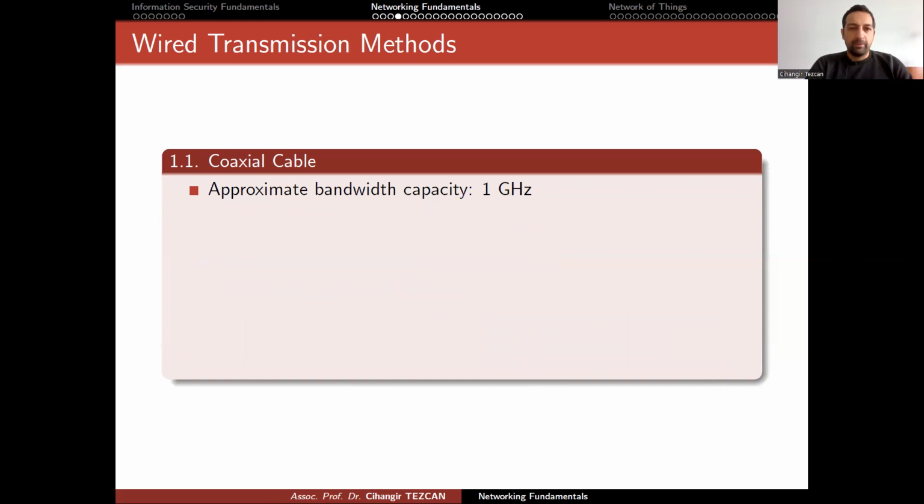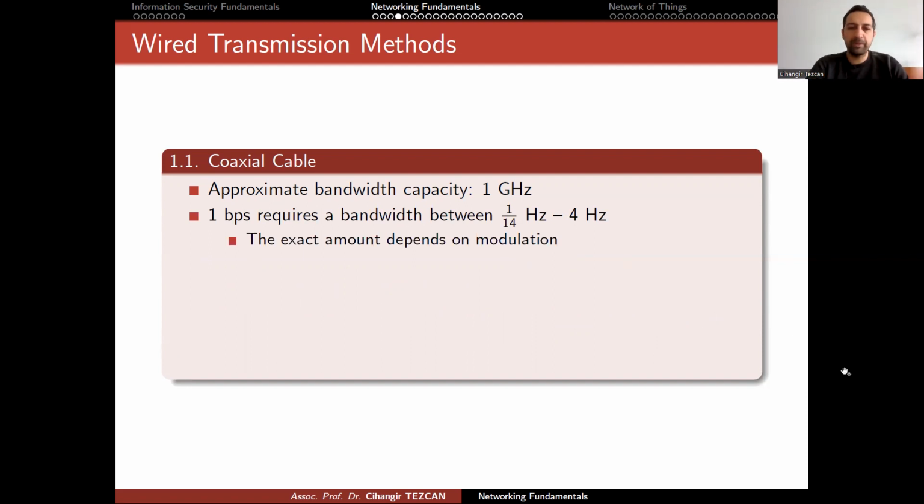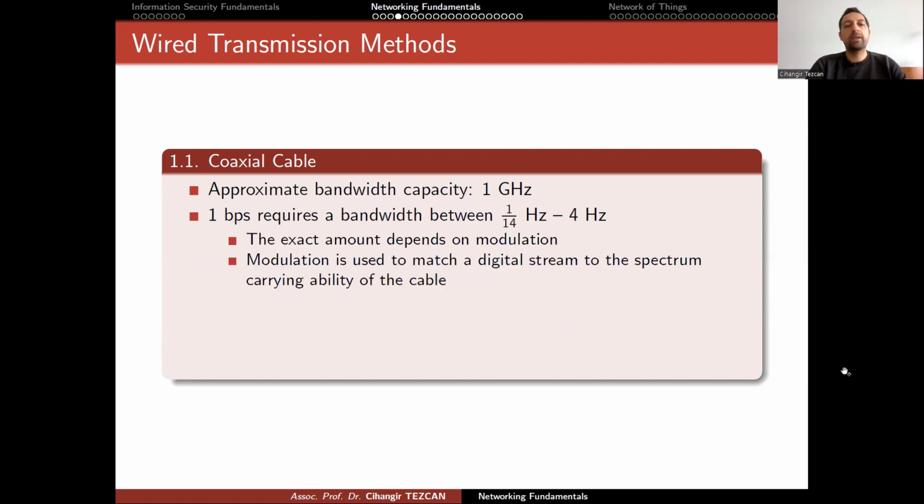In coaxial cables, the bandwidth capacity is around 1 gigahertz. In order to transmit 1 bit per second, you require something between 1/4 hertz or 4 hertz. The exact amount depends on modulation. Modulation is used to match a digital stream to the spectrum carrying ability of the cable. This is really important because how you transmit data through a cable depends on your modulation, and we need it because most of the time we are using the same cable to provide more than one communication to devices.